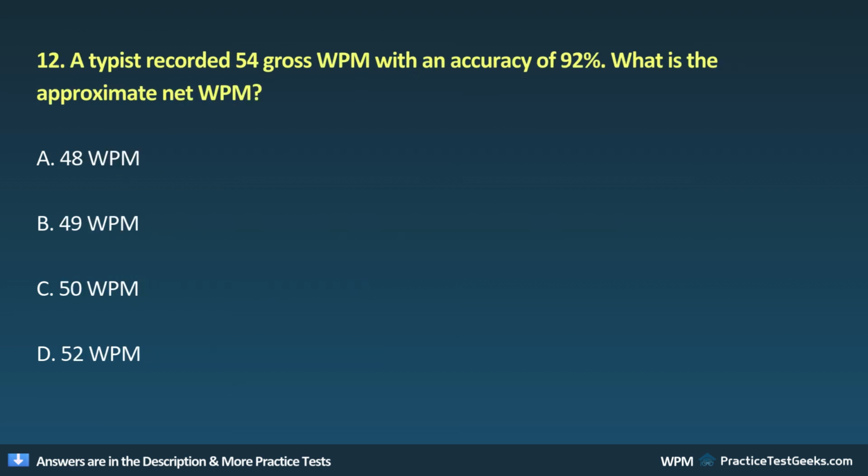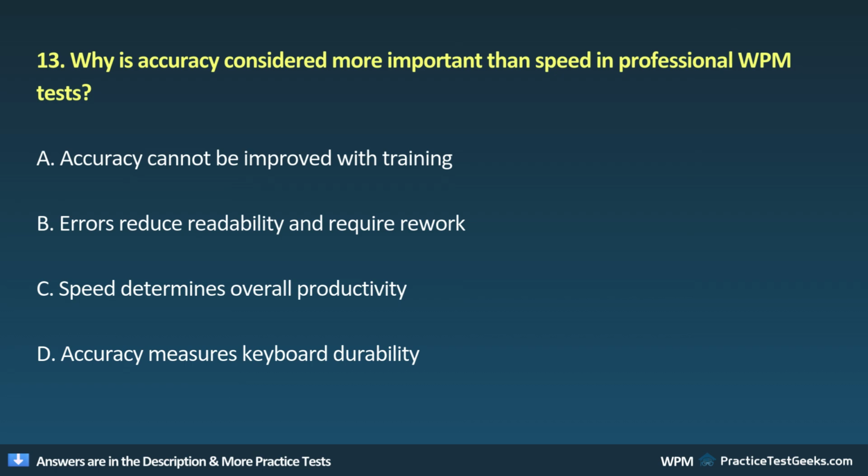12. A typist recorded 54 gross WPM with an accuracy of 92%. What is the approximate net WPM? A. 48 words per minute. B. 49 WPM. C. 50 WPM. D. 52 WPM.